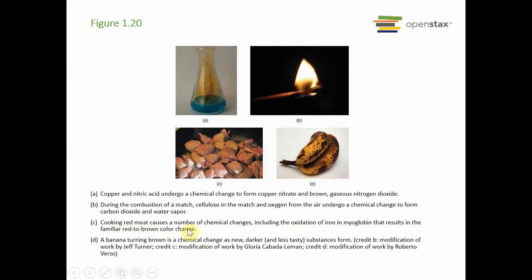Cooking red meat causes a number of chemical changes, including the oxidation of iron in myoglobin that results in the familiar red to brown color change. There's also what they call the Maillard reaction, which is where carbohydrates react with proteins. That may be a more important thing than the oxidation of the iron in myoglobin. The banana turning brown is a chemical change as new, darker, and less tasty substances form.